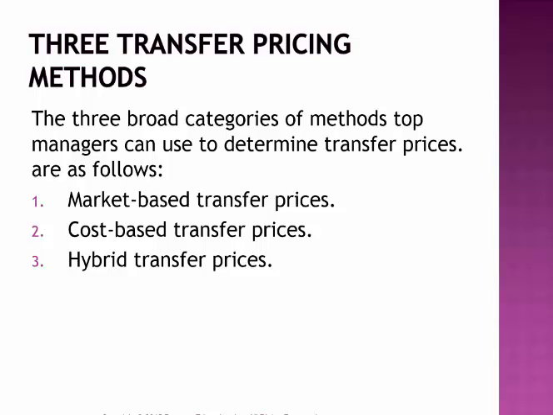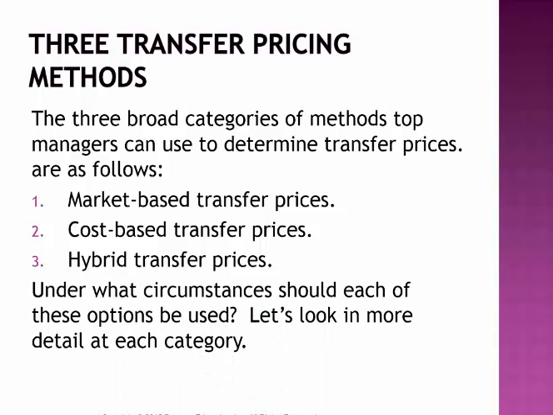Will one of the subunits have some type of leverage that they're able to use in that negotiation process? Could we have a better negotiator at one division over another? Things like that need to be considered. And again, recall, I've already said this can be a contentious process. So, under what circumstances should each of these options be used? And let's look at each of them in more detail.